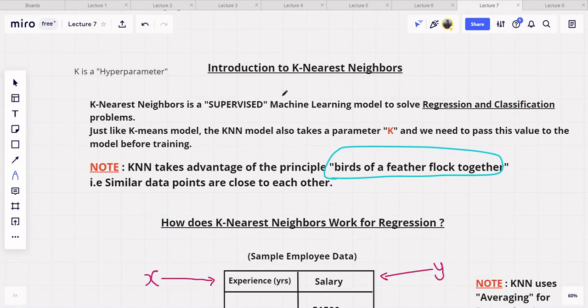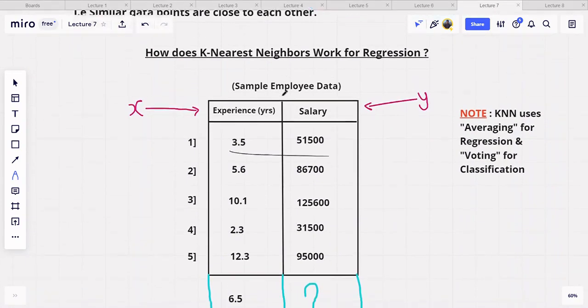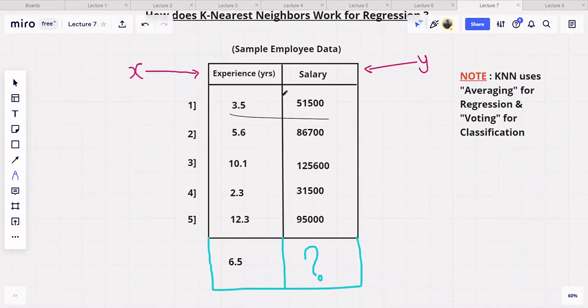So for example, this is basically a sample data set which we also used in our regression problem. This is the sample of an employee data set. The x variable here, our independent variable, is experience, and the value that we are trying to predict is salary. So salary is our y. Let's see how we can use KNN for a regression problem.